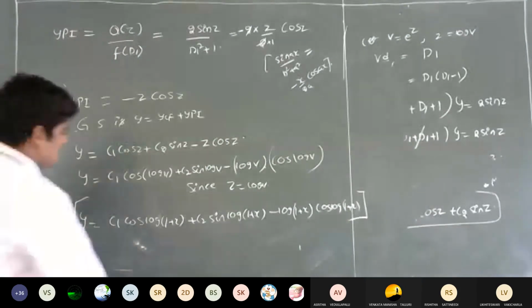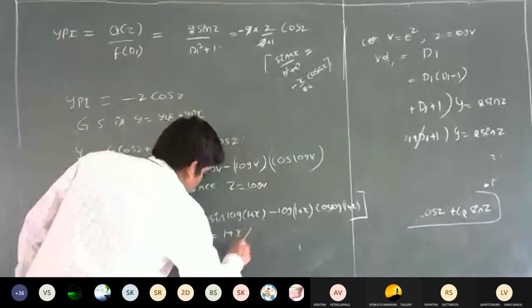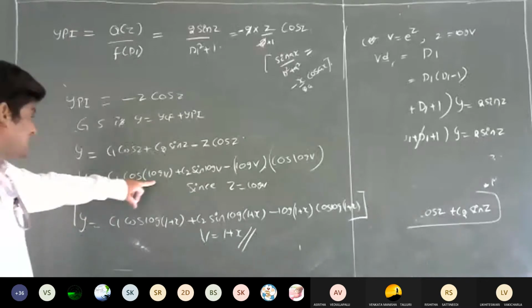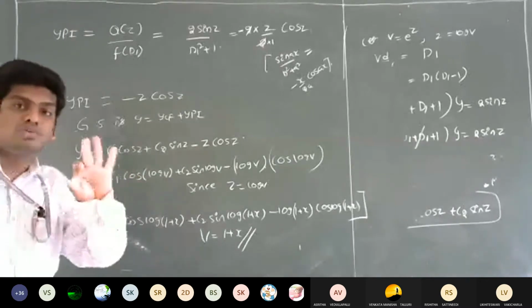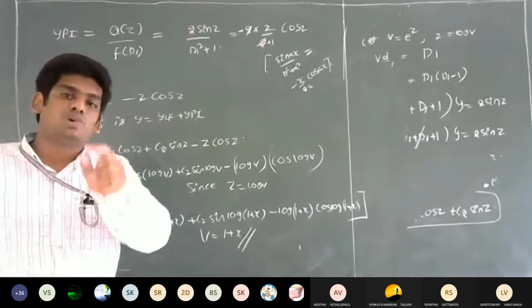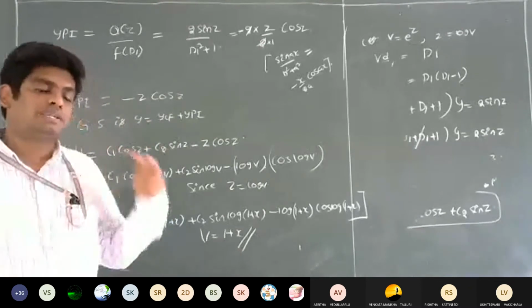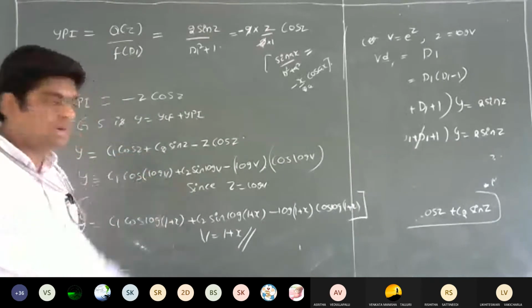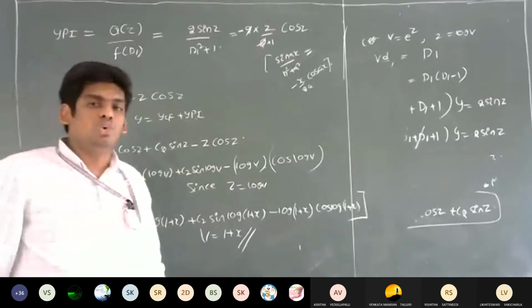So observe that here v is equal to 1 plus x. The given problem is in terms of x, so the answer should be in terms of x. Because of that reason, here I am back substituting the values. z is log v, but still it is not in terms of x. So here we are using two transformations. One is v is equal to 1 plus x. Now what is the next one? z is equal to log v. That means that v is equal to e power z.